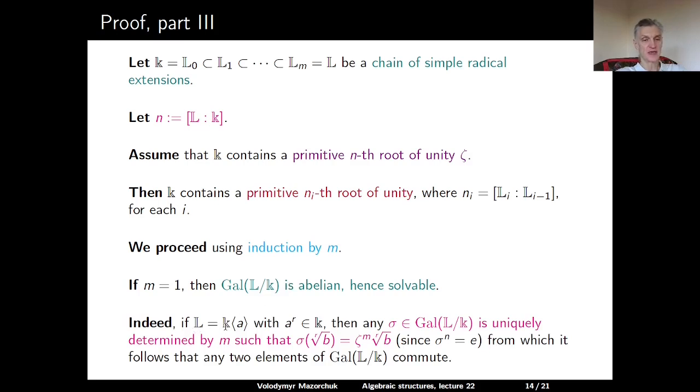So if L is obtained from K by adjoining an element A, such that A to the power r belongs to K, then any sigma in the Galois group is uniquely determined by the exponent m, such that sigma applied to the element A is equal to zeta to the power m, times the element A. So this is because sigma to the power n is equal to the identity, so our Galois group has n elements. And from this it follows easily that any two elements of our Galois group commute. So here the rth root of b is A.